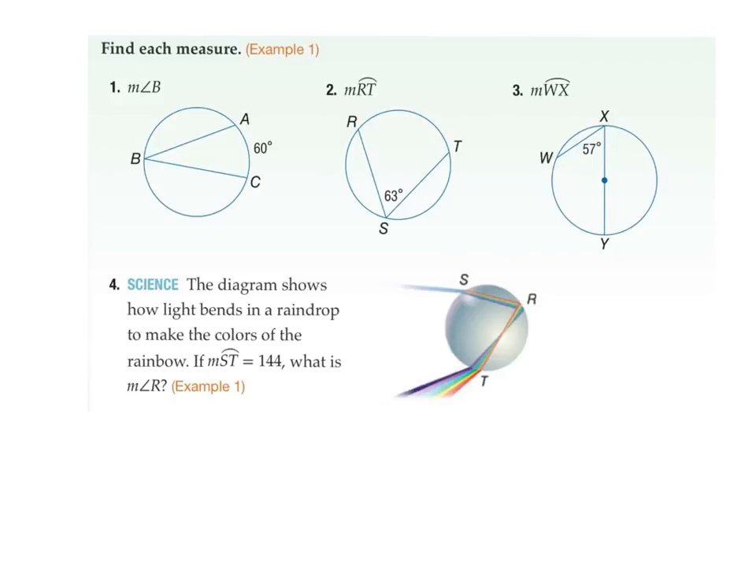So let's just have a quick look at question number 1, example 1. If the arc AC is 60 degrees, then angle ABC is half of that, so this guy will be 30 degrees. Alright, question 2 is doing the opposite. If the angle RST is 63 degrees, then arc RT must be twice that, which is 126 degrees.